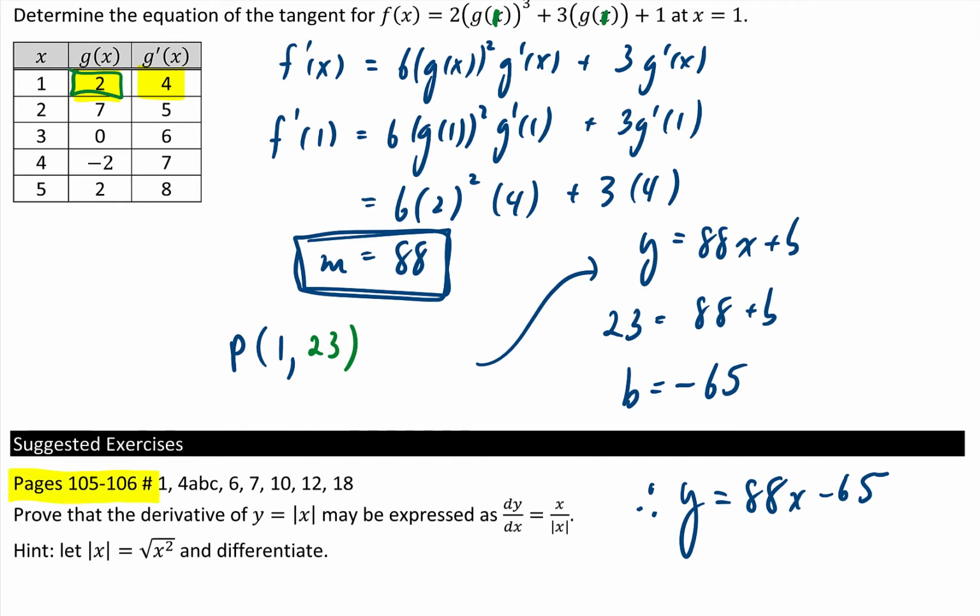So try the following questions from your book. And then I'd also like you to try the following question. Prove that the derivative of the absolute value of x can be expressed as x over the root of x squared. And to do that, you're going to let the absolute value of x equal the square root of x squared and then take the derivative of that function. And hopefully you can see how the root of x squared is equivalent to the absolute value of x. Good luck.